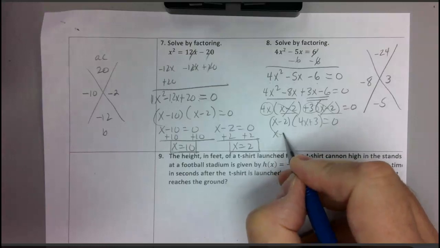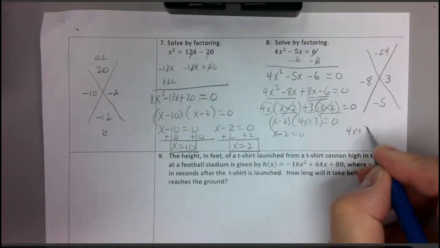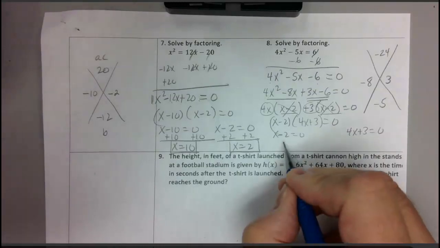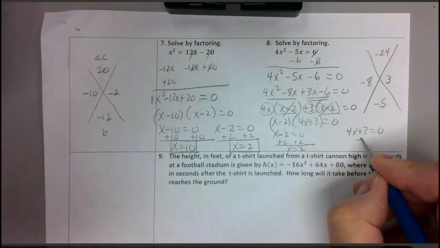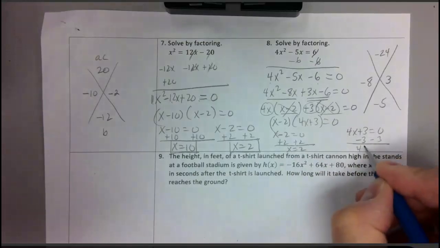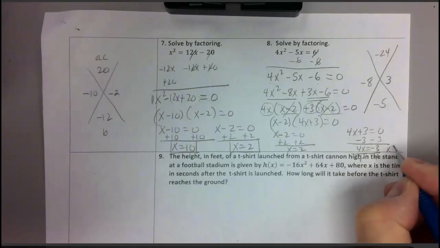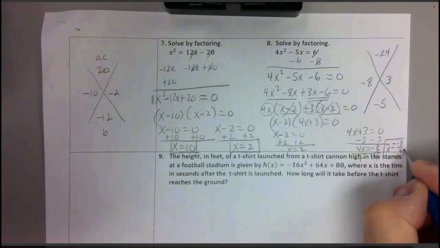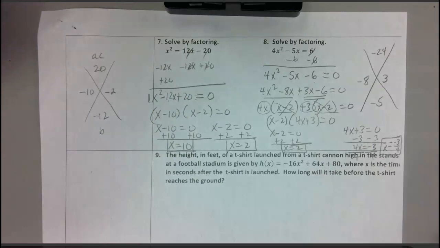Now I'm going to solve it by using the zero product property. So I set x minus 2 equal to 0 and 4x plus 3 equal to 0. Add 2, so x equals 2. Subtract 3. Divide by 4. So x is equal to negative 3/4. So I get negative 3/4 and 2 for my zeros.